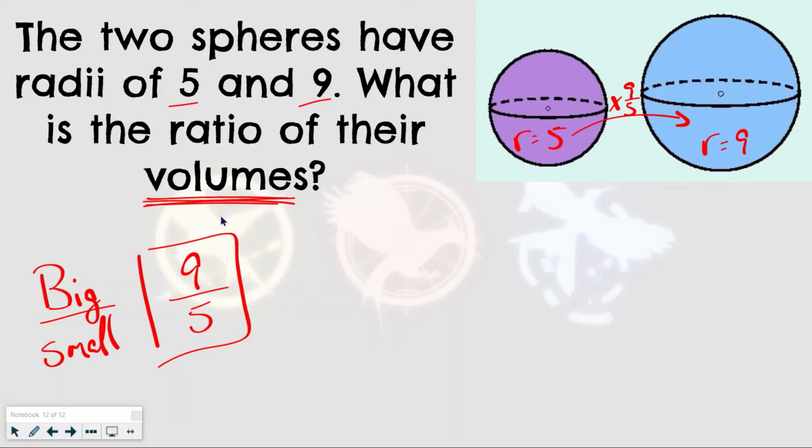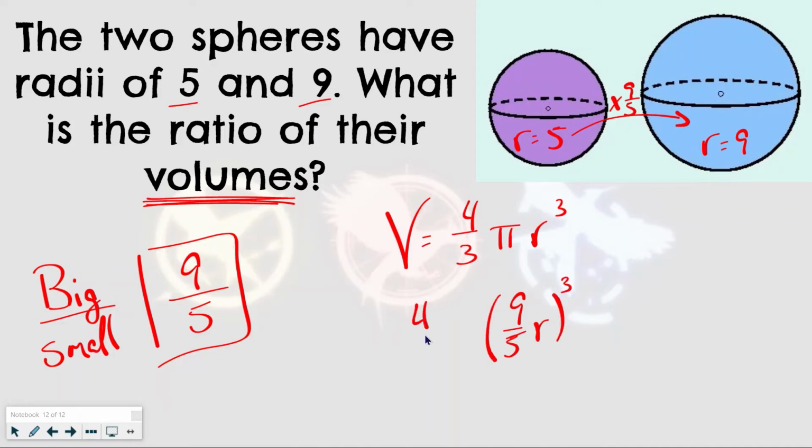Now I want to think about what effect that has on the volume. So the volume of a sphere is 4/3 pi r cubed. So I'm thinking about if I take that radius and I multiply it by that scale factor, 9/5, what effect does that actually have on this overall volume?